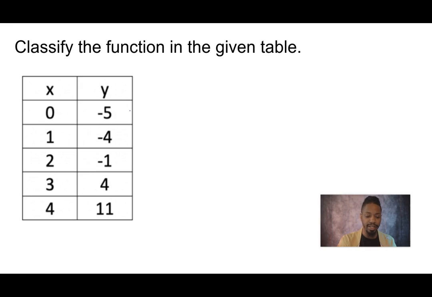We're going from negative 5 to negative 4, that's up 1. Negative 4 to negative 1, that's up 3. Negative 1 to 4, that's up by 5. And from 4 to 11, that's going up by 7. So we see here we're not going up by the same number each time. We're not going up by any multiplicative pattern. Let's take a look at the second difference, because if the second difference is constant, then we have a quadratic.